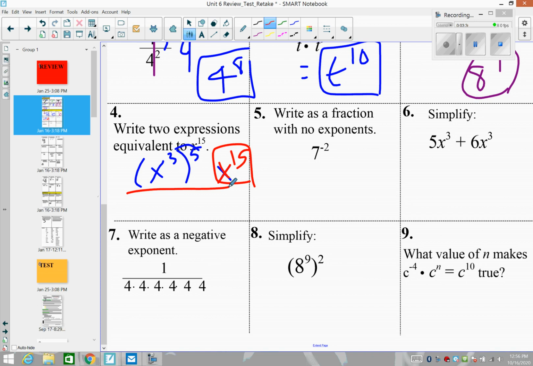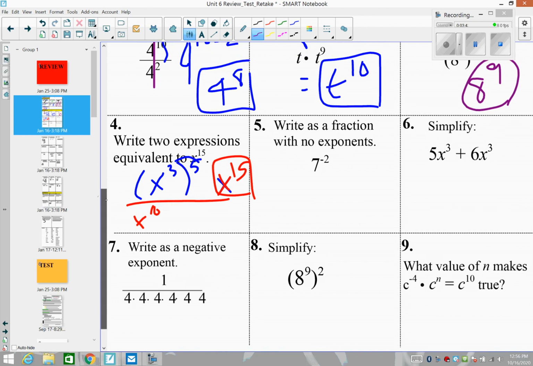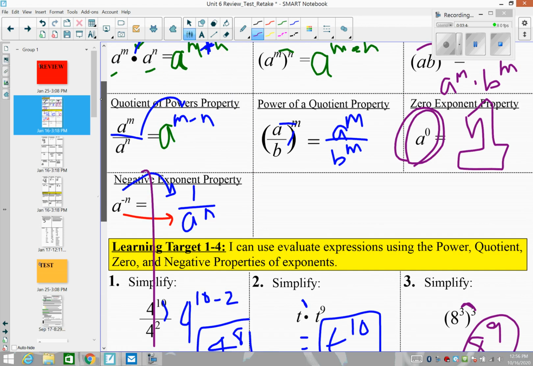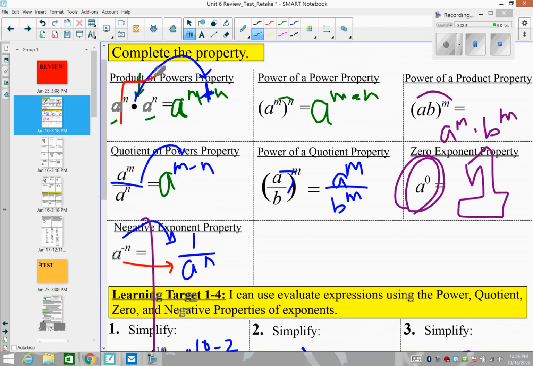All right. And then other ways to look at it. How could we get x to the 15th? Well, we could say x to the 10th. So using this property right here. Oh boy, I got to pause the video. I got to fix the stylus.